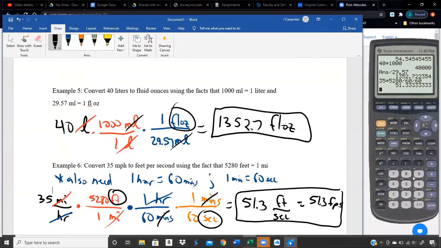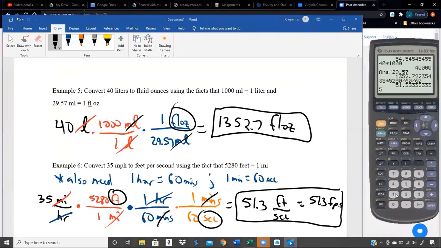So you take your answer of 51.3, and technically you should use the 0.33333333, but this is good enough, and divide it by the 35. And what this says is for every 1 mile per hour, it's roughly 1.5, or 1.47 feet per second. Every 1 mile per hour is 1.47 feet per second. So if I said, all right, we're going 60 miles an hour, you could just take 60 times your 1.47. So if you're going 60 miles per hour, that's equivalent to going 88.2 feet per second.